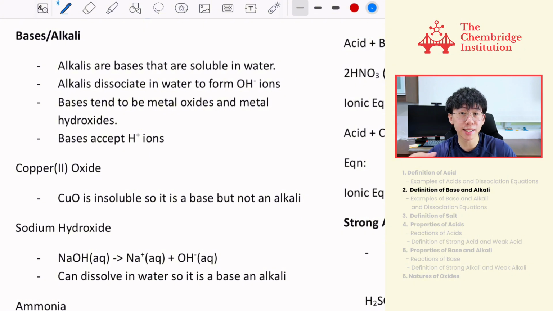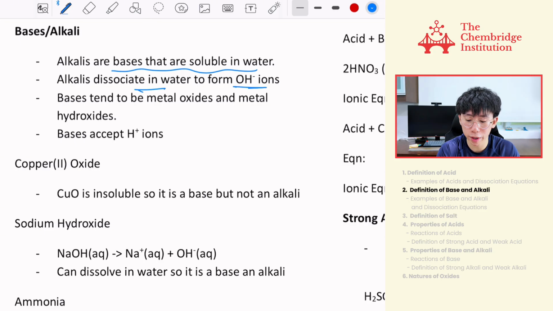Let's move on to our bases or our alkalis. The definition of an alkali is a base that is soluble in water. Alkalis tend to dissociate in water to form OH- ions. So it's kind of like an acid, but the opposite of an acid. Instead of giving H+ ions, you give OH- ions, and OH- ions are responsible for the chemical properties of these alkalis.